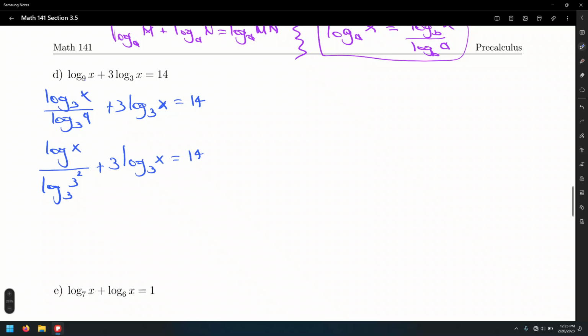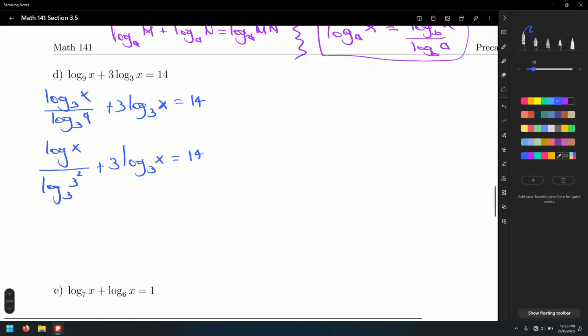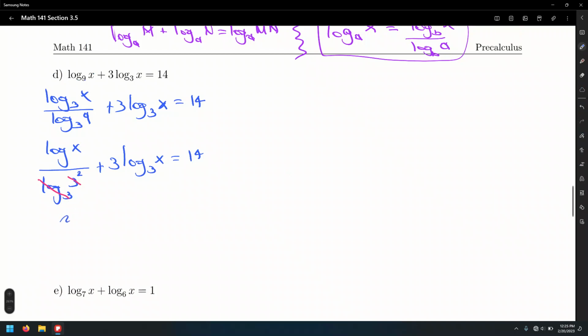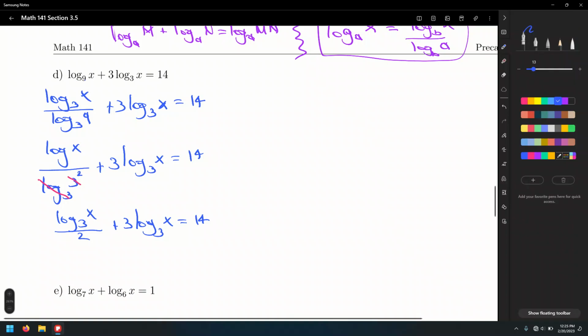Okay, so let's simplify this right here. We can actually cancel the logarithm with the exponential because the logarithm and the exponential bases match. So that's going to leave us with log base 3 of x divided by 2 plus 3 times log base 3 of x equals 14.